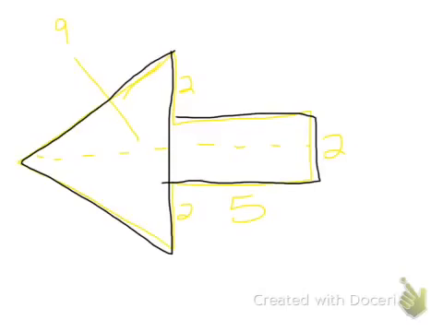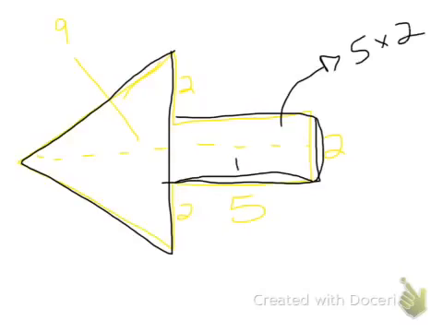So the first thing, let's do the easy one first. Let's do this rectangle right here. Now, we have this side right here, right? That's 5. So that's going to be one of them, and then we have this 2 right here. Times 2, so that means this rectangle has 10. That was the easy part, right?